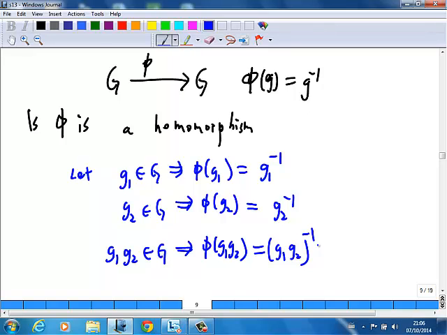So what you can ask now is, is this equal to the image of G1 times the image of G2? If this is true, then you have a group homomorphism. If this is not true, then it's not a group homomorphism. So, is it true or not?